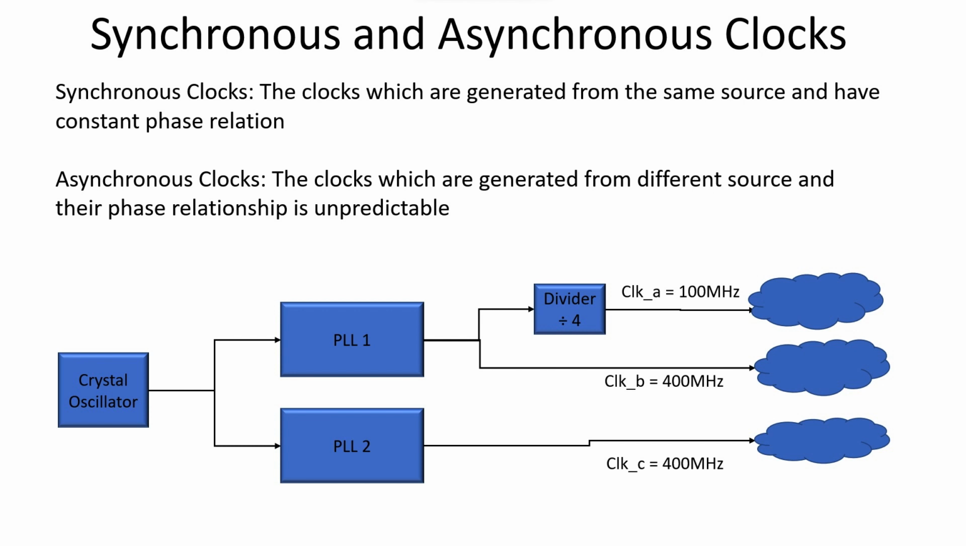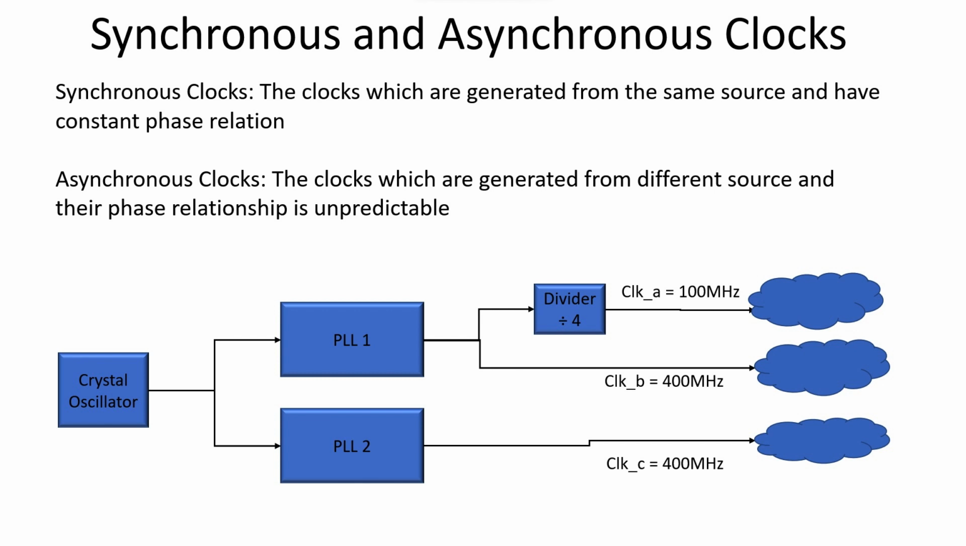Below is a typical clock tree diagram. As you can see, there are three clocks: clock A, clock B and clock C with frequencies 100 MHz, 400 MHz and 400 MHz respectively. Can you please tell me which clocks are synchronous and which are asynchronous?